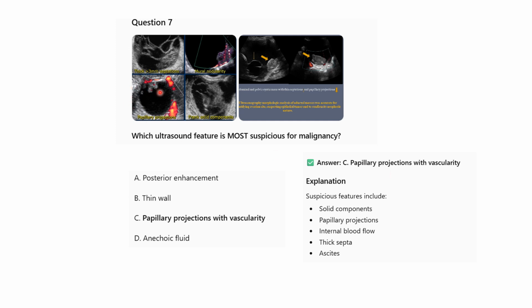So the papillary projections are these ones, the masses that you see developing inside the cyst. To make sure that they are growing masses or living tissue, we have to put Doppler on and then you see that there's blood flow inside. Otherwise, hemorrhage can also appear the same, but hemorrhage blood clots don't have blood flow inside. So the explanation: suspicious features include solid components, papillary projections, internal blood flow, thick septa, and ascites. Those are the characteristic features of malignancy or ovarian cancer.